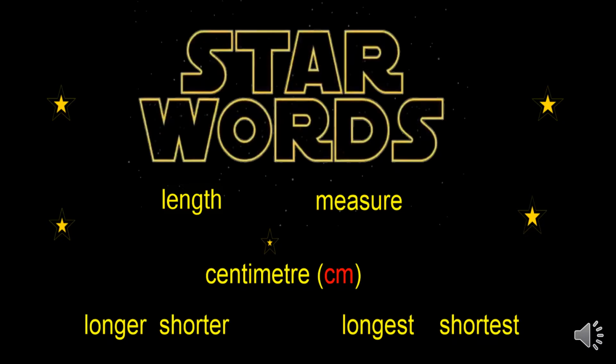Our first star word is the word length, which we've been learning about this week. We also have the word measure, because we are measuring the length of objects. We have the star word centimetre, and in brackets in red it says cm, which is short for centimetre, and this is a unit of measurement when we are measuring length. We also have the words longer, shorter, longest, shortest, and these are words we use to compare length.